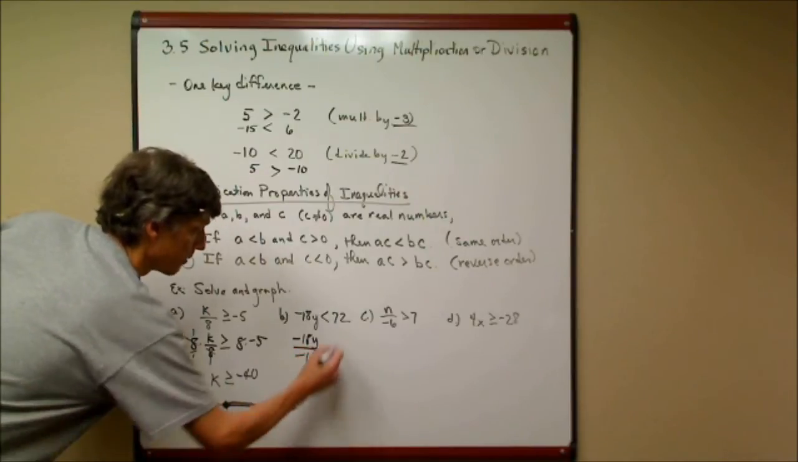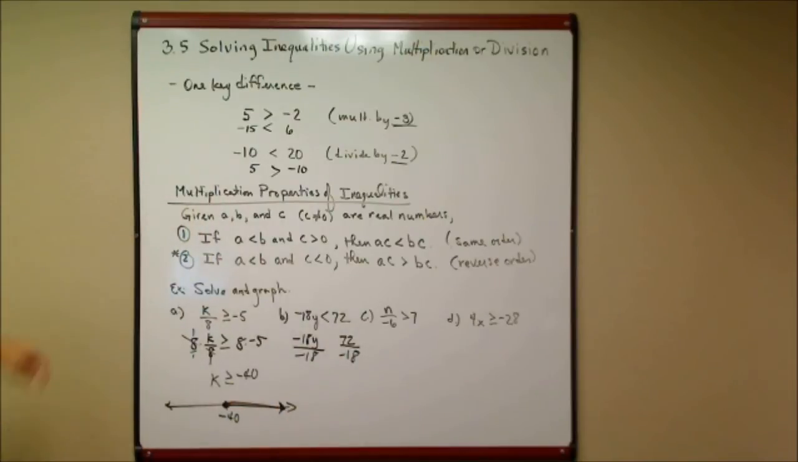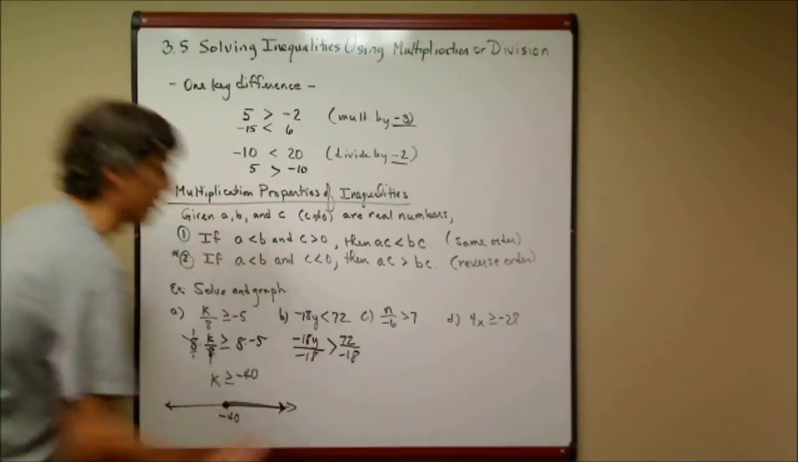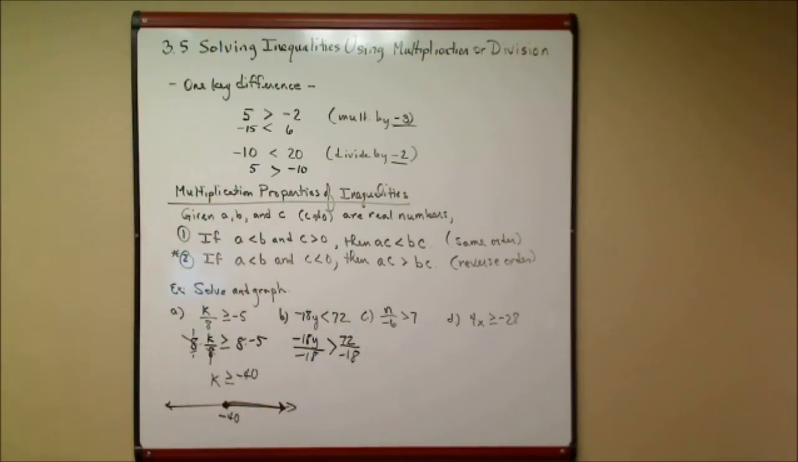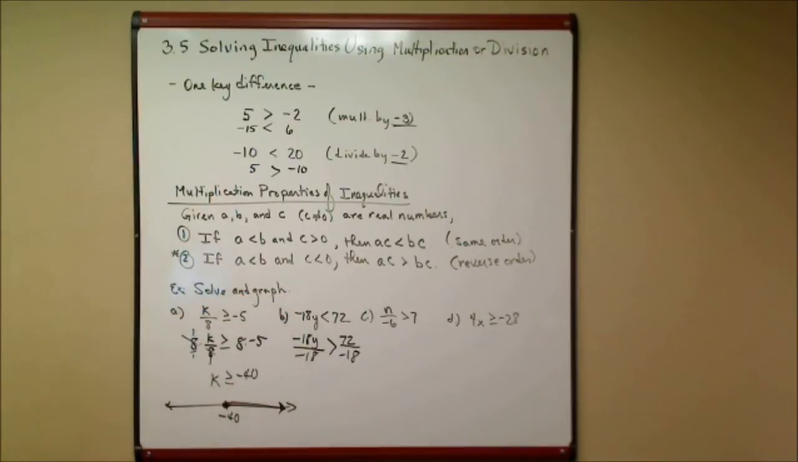So I'll divide that side by negative 18. I divide this side by negative 18. Now, because I'm dividing by a negative, I reverse the order. The less than becomes a greater than. You can see why I don't just attach the divided by negative 18 to the original problem. Students have a tendency to do that because then the inequality sign doesn't change.